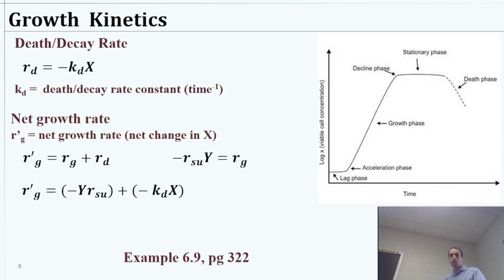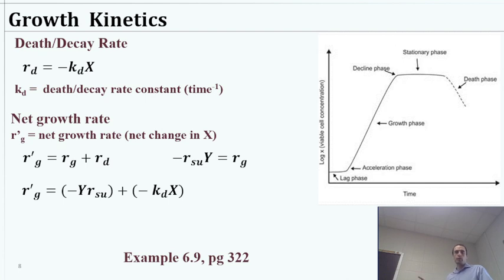We could use the net growth rate to say at some point, are we growing? Is our net growth positive or negative for the bacteria? And that would be pretty handy. So this R prime of G, so that net growth rate, net change in X, we can define simply as the growth plus the decay. Makes sense. We add up the rates and that's what we get.